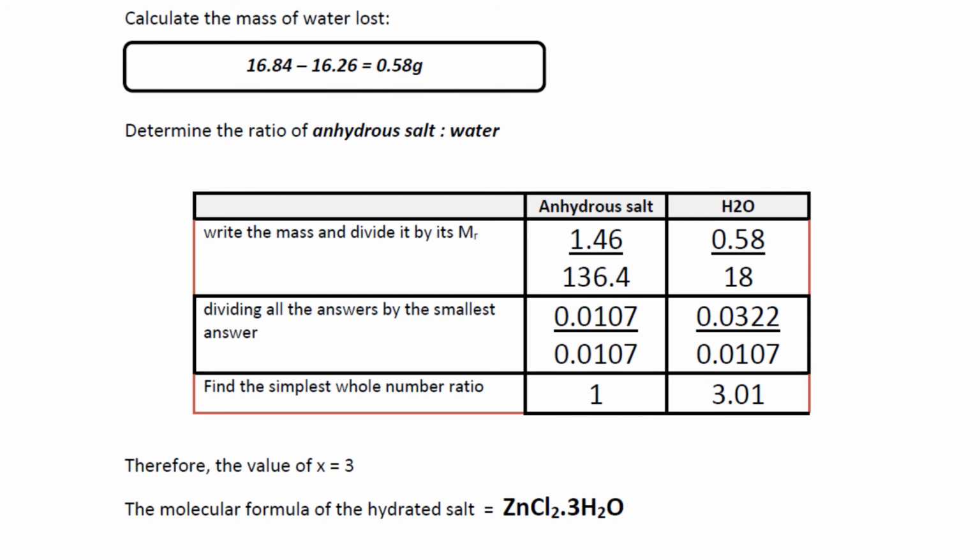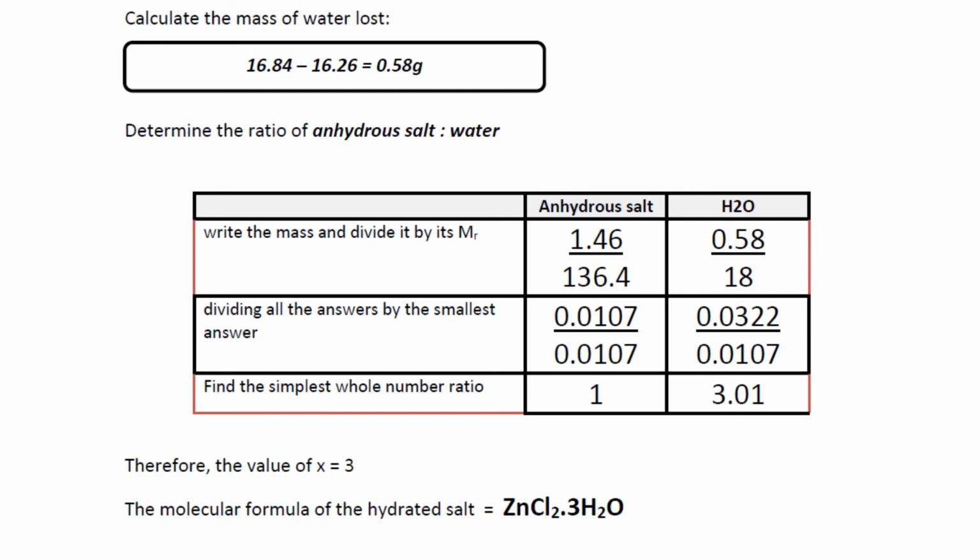And then what we do is something very similar to the empirical formula: we set up 2 columns, but this time it's not for individual atoms. We do it for the anhydrous salt and we do it for the water. So in this case, zinc chloride had a mass of 1.46, the water had a mass of 0.58. Just like we did with empirical formula, we then divide it by the MR. So ZnCl2, zinc chloride, adds up to 136.4. Water adds up to 18.